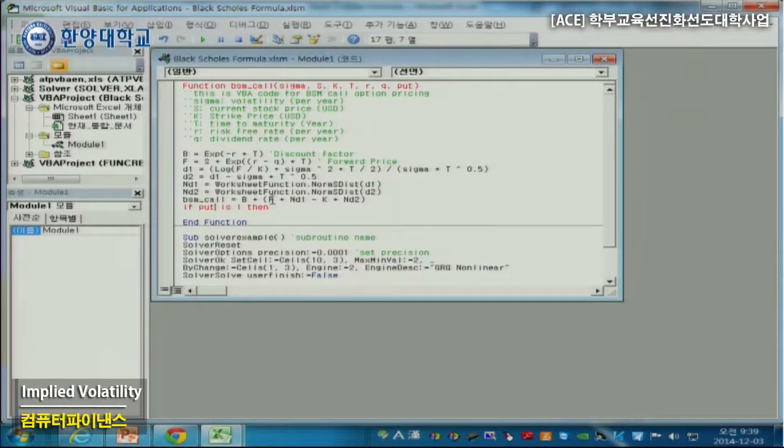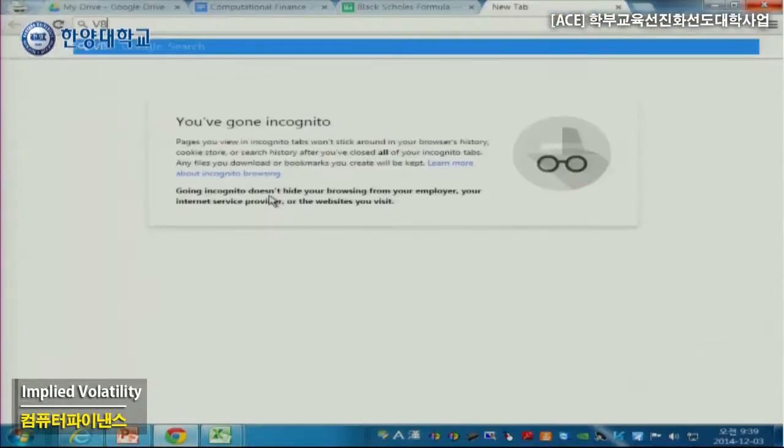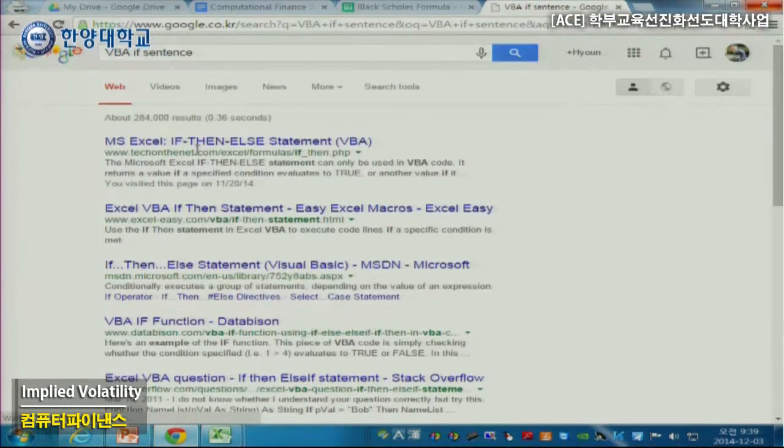If sentence. So BSM, if-then-else sentence.